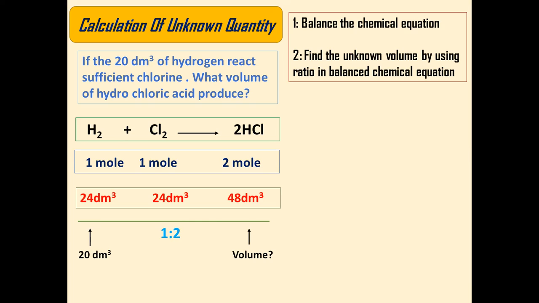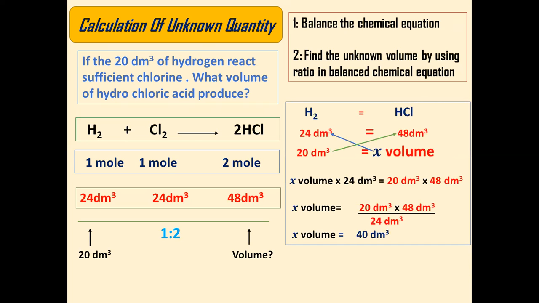So if the hydrogen is 20 dm³, how much volume of hydrochloric acid will it produce? With reference to the reactant, we can find the product value. At room temperature and pressure, 1 mole of hydrogen is 24 dm³, while 2 moles of hydrochloric acid is double this, that is 48 dm³. Let's suppose there's 20 dm³ of hydrogen. How much volume of hydrochloric acid will be produced?